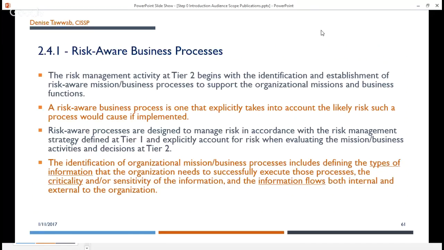So what information are we processing? How are we processing it? How critical is it? And how does it flow? Do we keep it in-house? Do we keep it in this department, or does it go across the company, across departments, or even outside of the organization? All of that has to be determined at Tier 2.